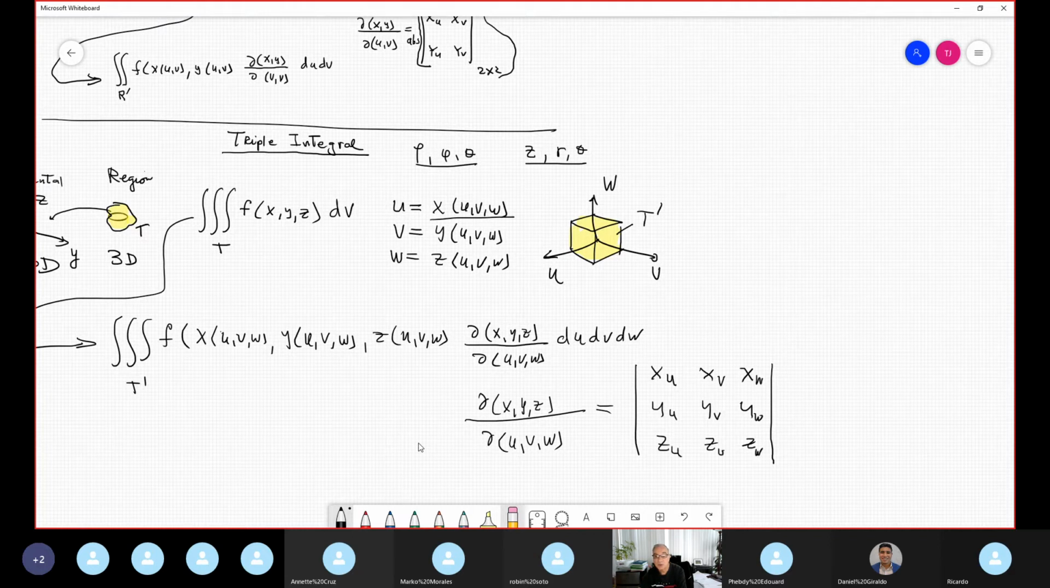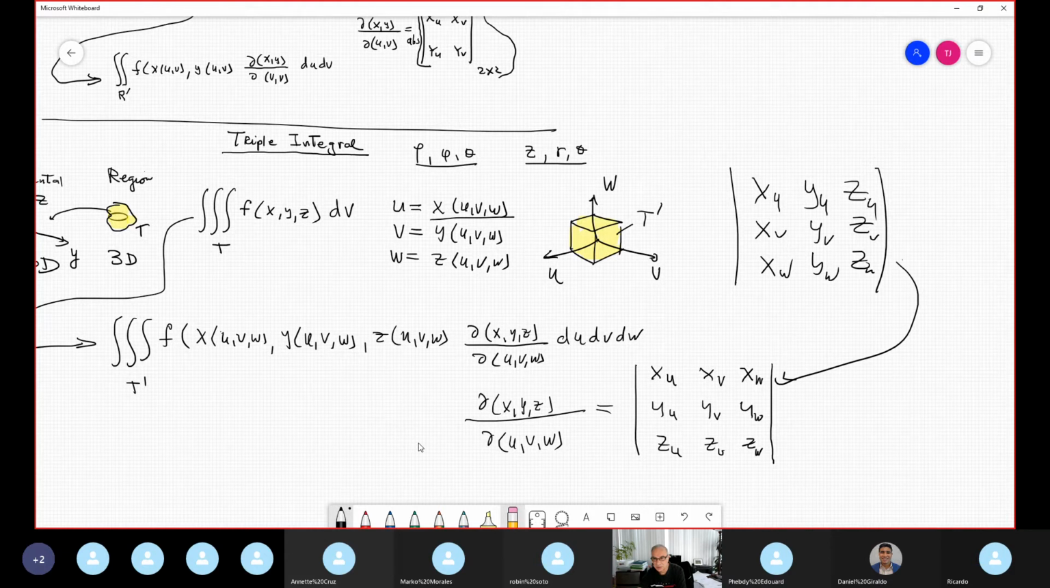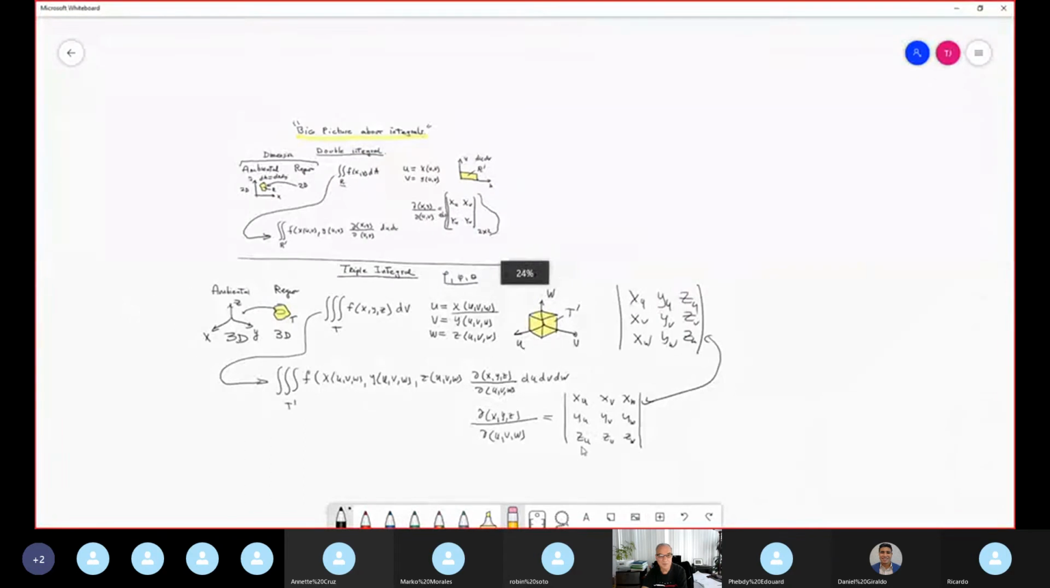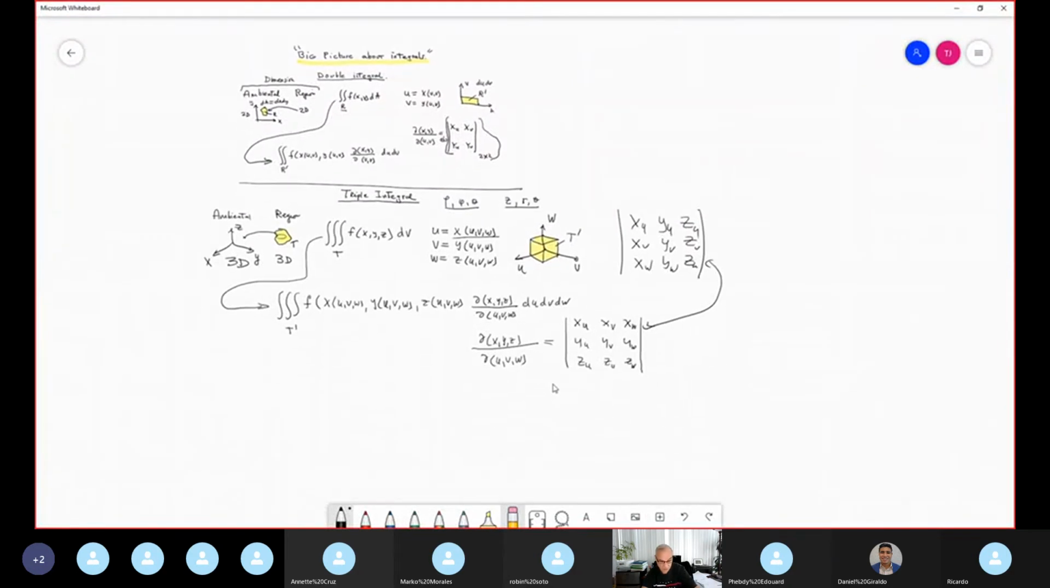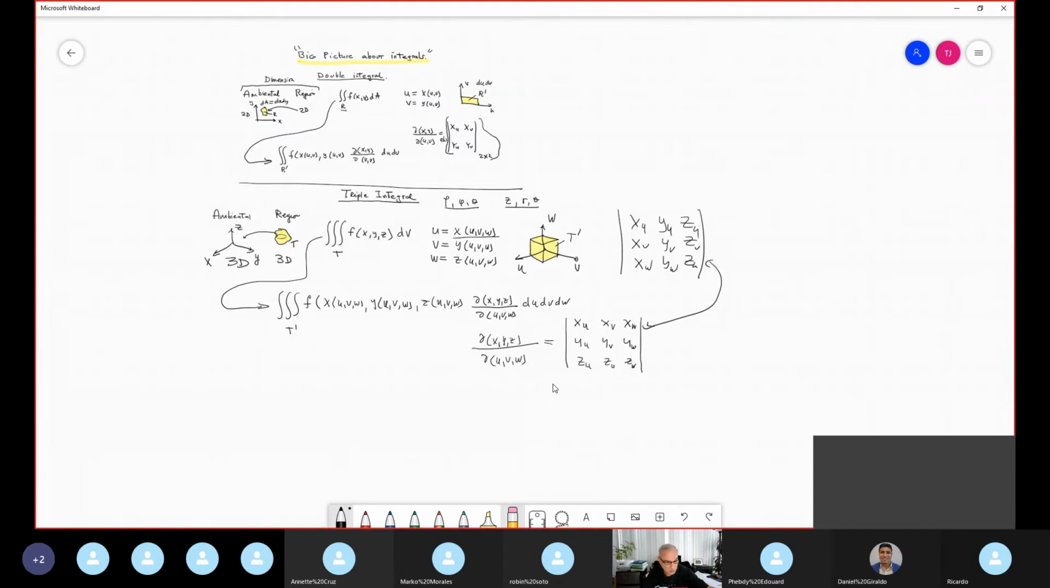This is one easy mnemonic way to remember the Jacobian formula. You put x or whatever you put. If you do it that way, x, x, x, y, y, y, z, z, z, and u, v, w, u, v, w, u, v, w, it's the same answer. This is the beauty of linear algebra. Does everyone follow me so far? Okay, good.